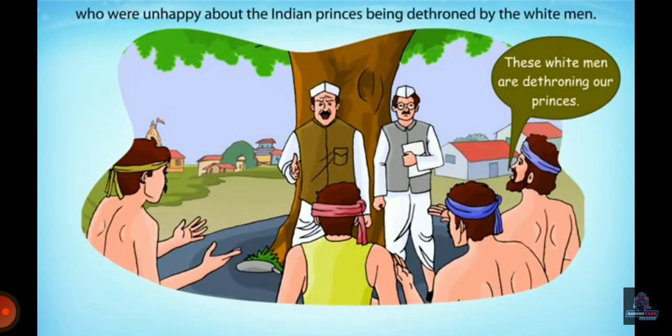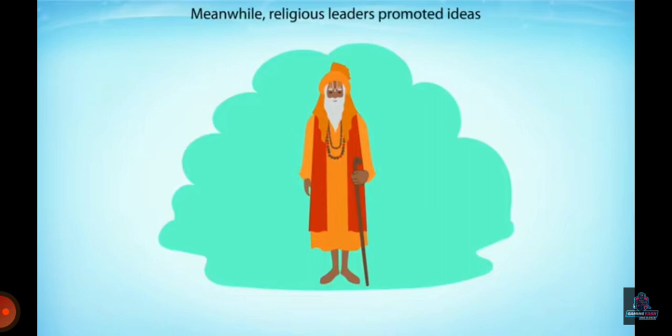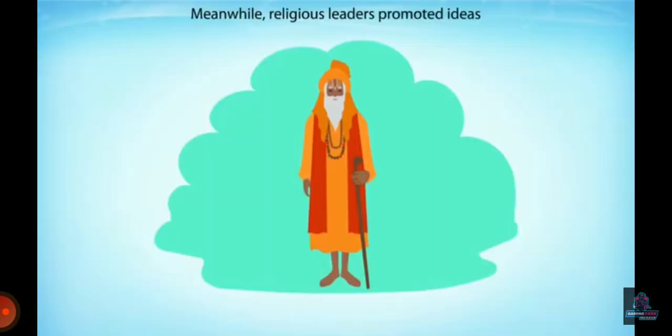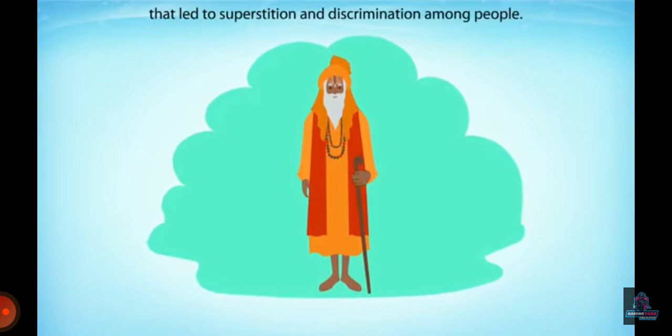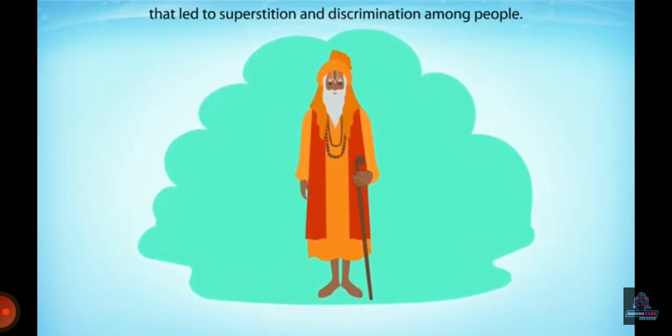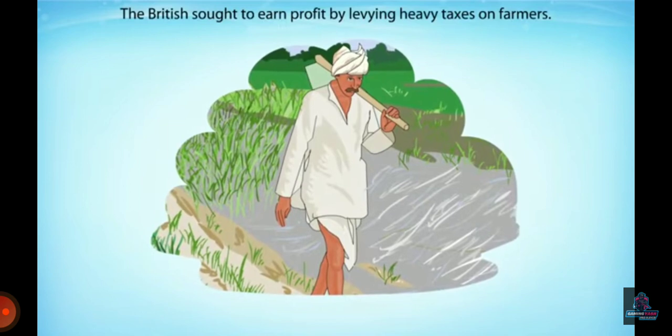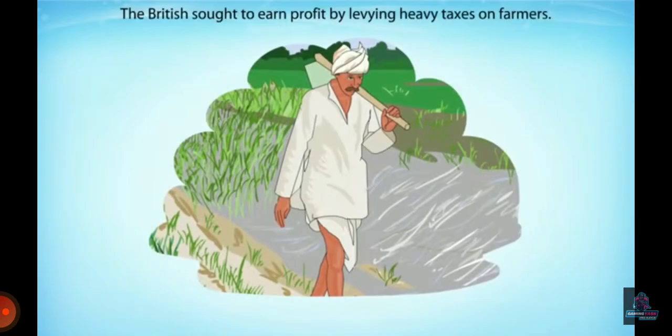However, there were others who were unhappy about the Indian princes being dethroned by the white men. Meanwhile, Indian people struggled and faced many problems because of the Britishers. They are white people and we are black people, we call that. Meanwhile, religious leaders promoted ideas that led to superstition and discrimination among people. The British sought to earn profit, not only making problems for the Indian people, but also laying heavy taxes on farmers.